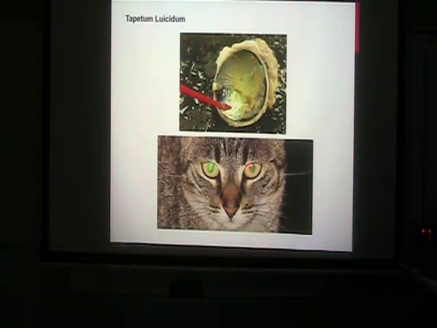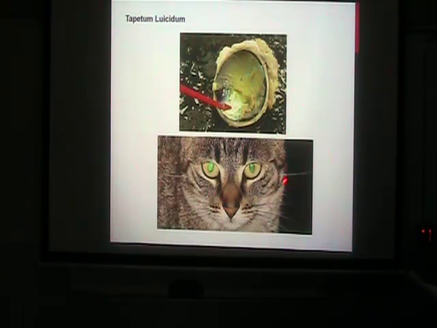So here we see a picture of a cat with shiny eyes. So the light's hitting the tapetum lucidum. What it does is act as a light amplifier and aid in low light vision. Humans and pigs don't have the tapetum lucidum.